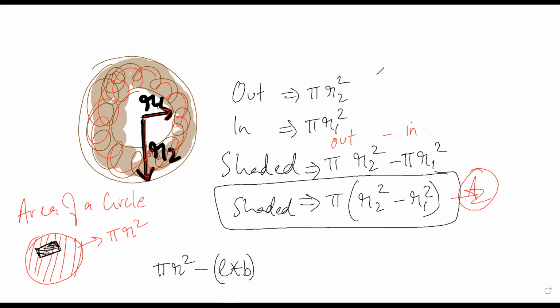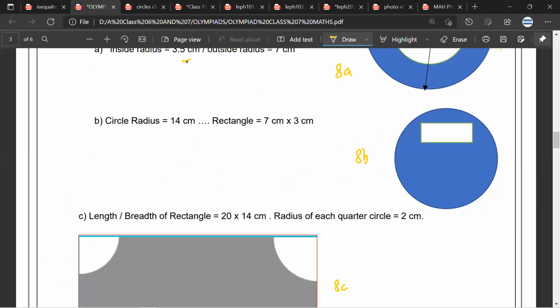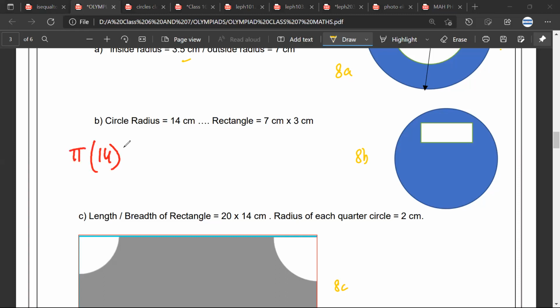So that is all that we have done, Satya. What we have done is we have taken the area of the circle, which is pi into r square. Then we will subtract the area of the rectangle, which will be equal to 7 into 3. And you can solve this. Let me take pi as 22 by 7 into 14 into 14 minus 21.